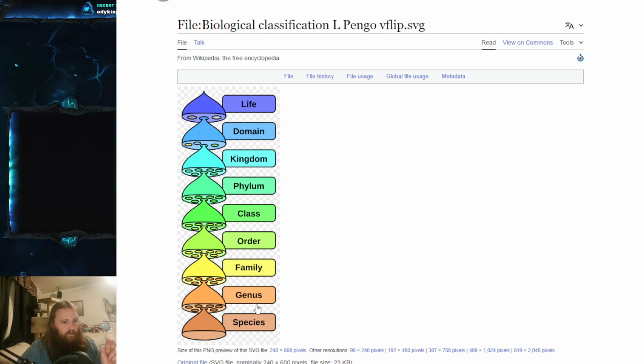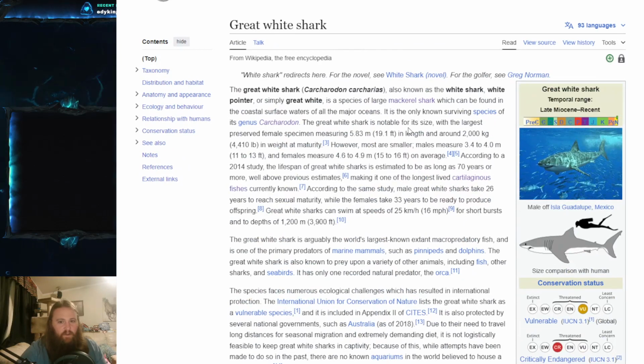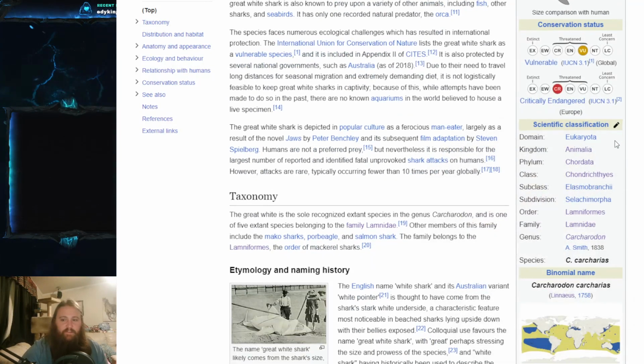Genus Carcharodon, which is the genus of white sharks. Okay, well, now we only have like 10 to 12 species we're working with. I think it's more than that. But now we're getting very, very specific. Then the specific epithet is carcharias, and that gives us Carcharodon carcharias, which is the great white shark. Now, you can even see here's the scientific classification.